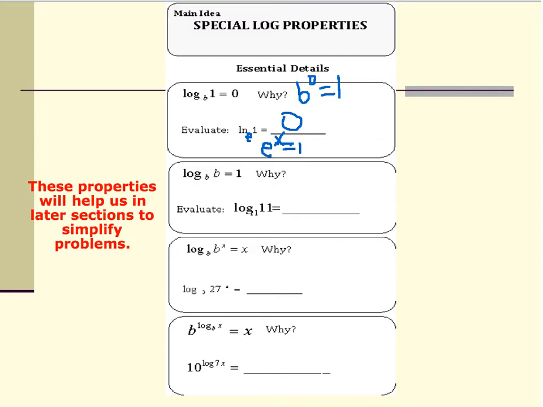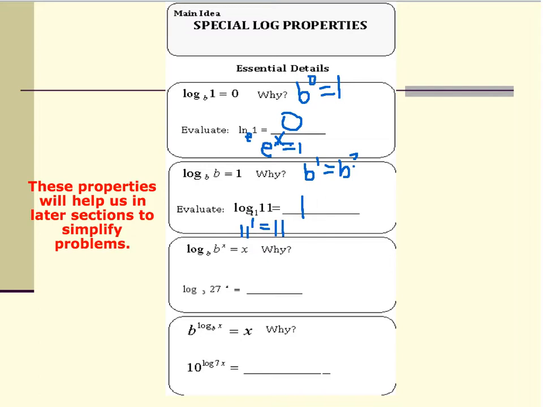The next one, log base b of b equals 1. The why here is, if you think about changing the form, my base b to the first power equals b to the what power? Well, if you think about that, our unknown would have to be 1. So log base 11 of 11, well, that's got to equal 1. And if you change your base here, that'd be 11 to the first power equals 11, and that's true.